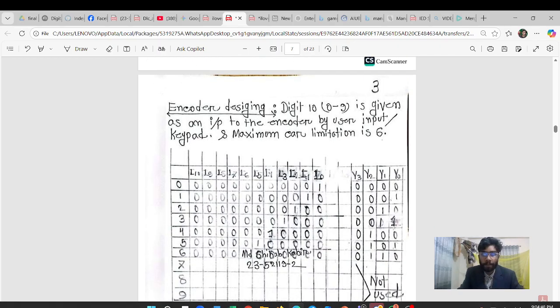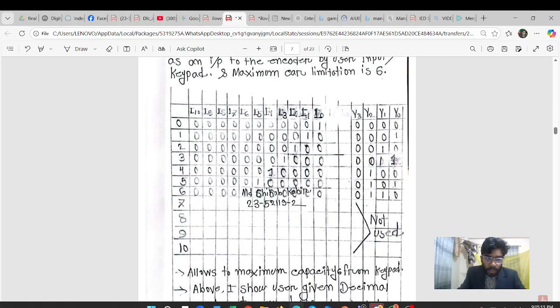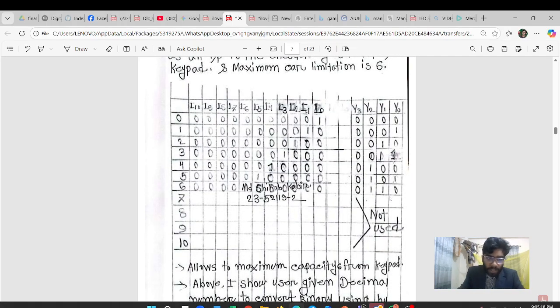Encoder designing. Digit 1 to 0 is given as input to the encoder by the user. The input is kept, and the maximum car limitation is 6. For the logic, I designed a 4-bit encoder to translate the maximum decimal 6 to the maximum binary 0110. I derive the output function based on which decimal digits are pressed.